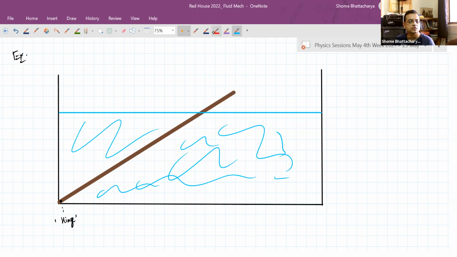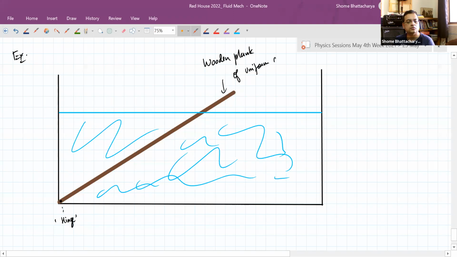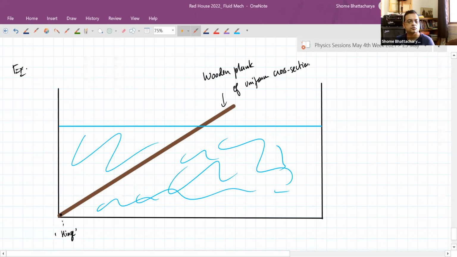So if this is a wooden plank of uniform cross section, and length equal to 5 meters, density of wood, let us say 0.6 gram per cc.